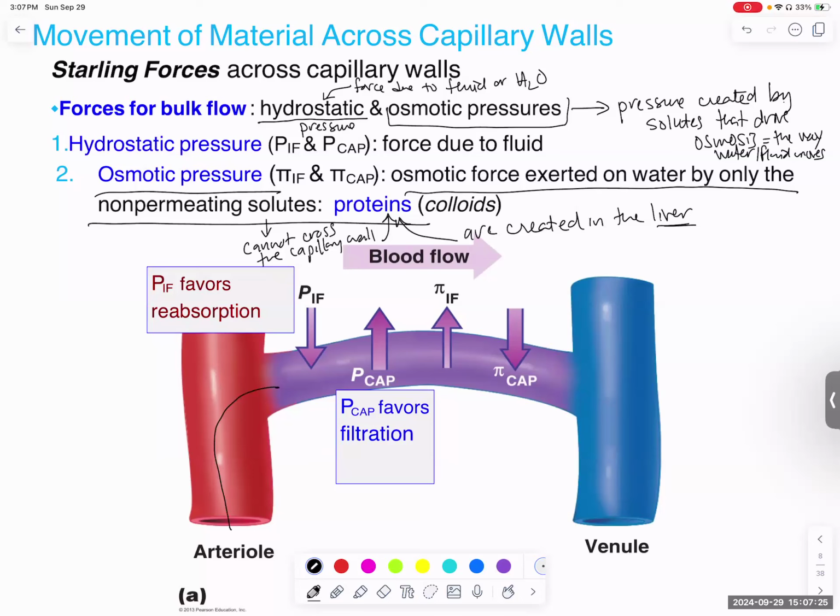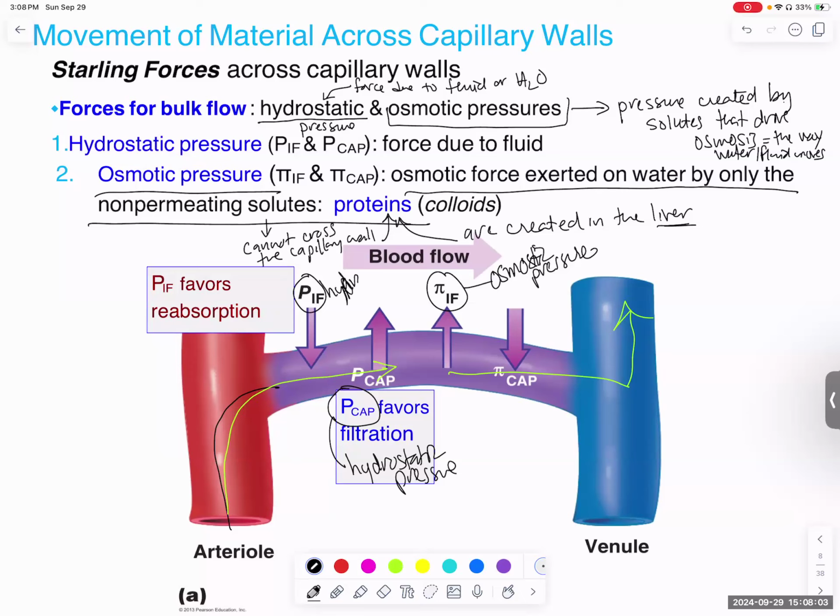So here's the arterial end, right? You're going to have blood flowing through to the venous end. And so you're going to have hydrostatic pressure and osmotic pressure. Hydrostatic pressure is this P. This is hydrostatic pressure. This is osmotic pressure. This is hydrostatic pressure. This is osmotic pressure. So you've got two hydrostatic pressures. There's the hydrostatic pressure inside the capillary.